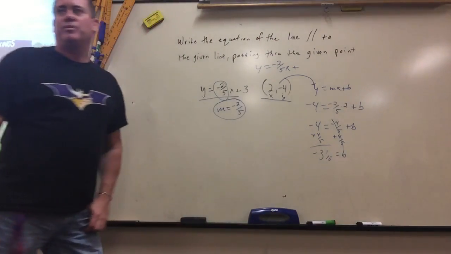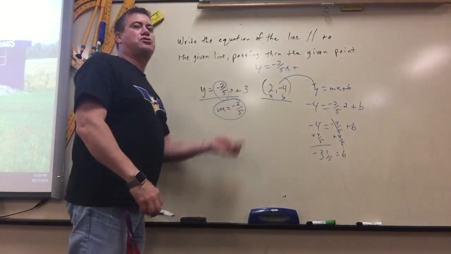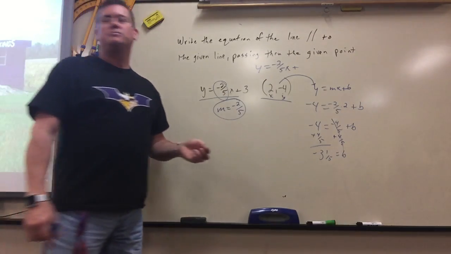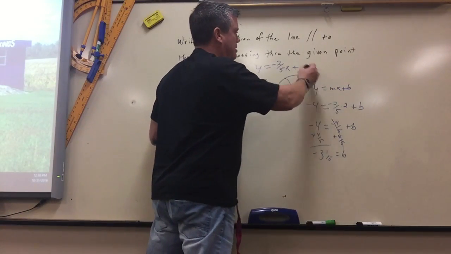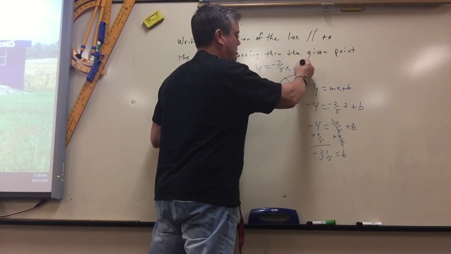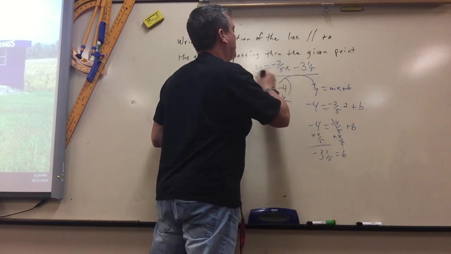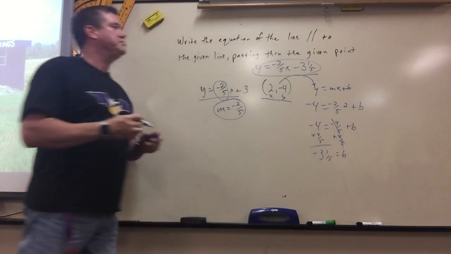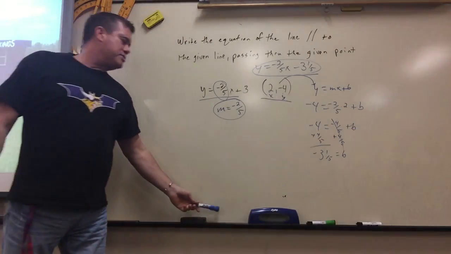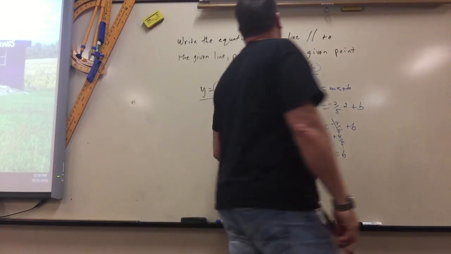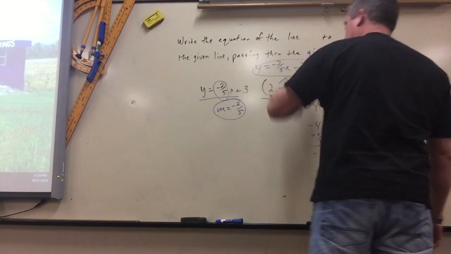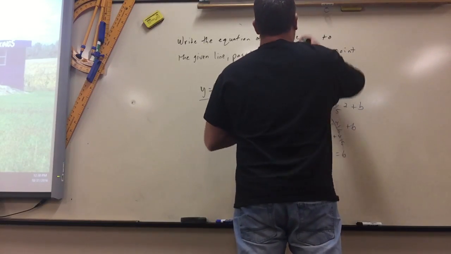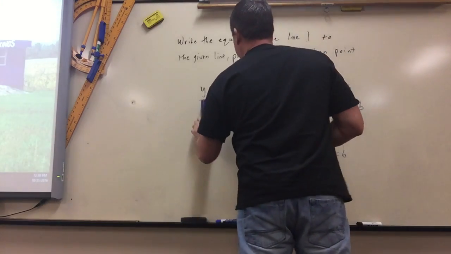y equals mx plus b. So, the answer is, shh, quiet, negative 2/5 x, and it would be minus 3 and 1/5. Okay? So, there's a couple of those, and then there's a couple where you do the same thing, except it's gonna be perpendicular to the given line.